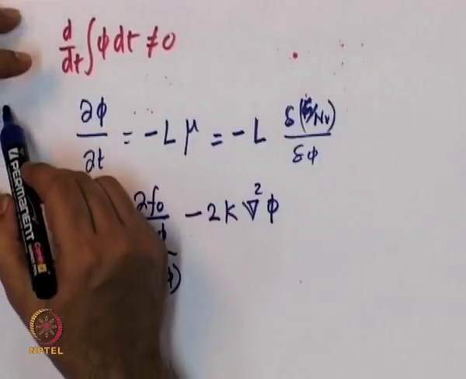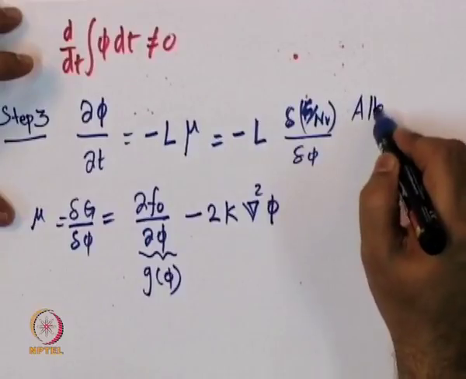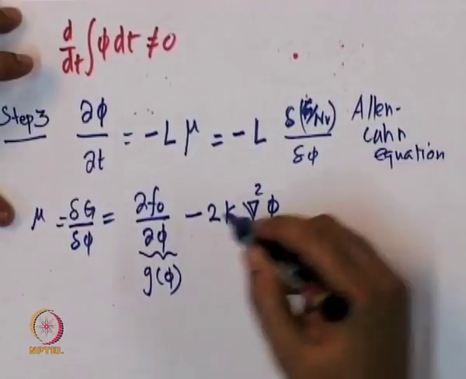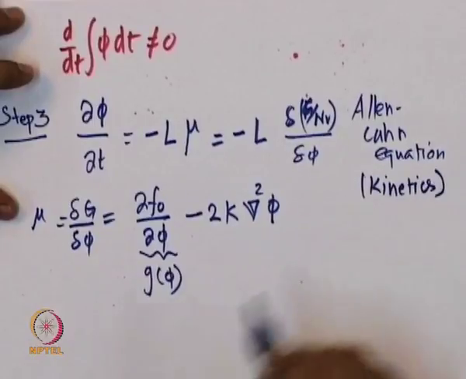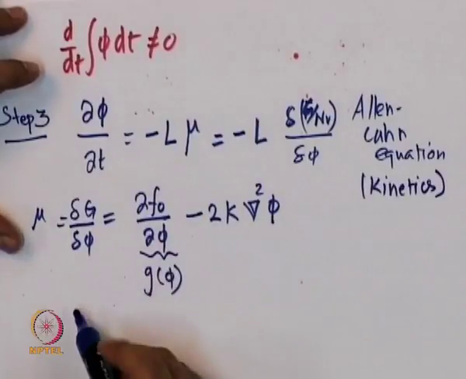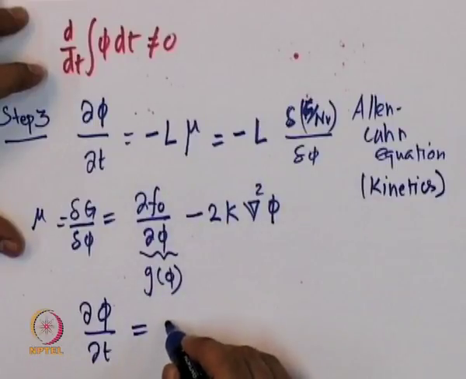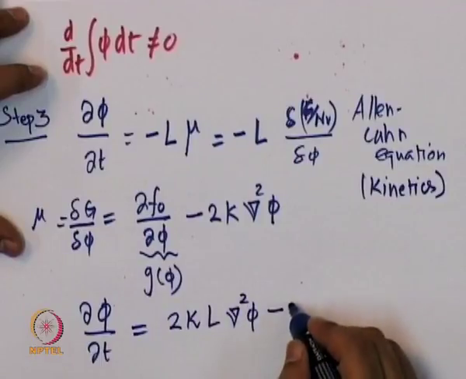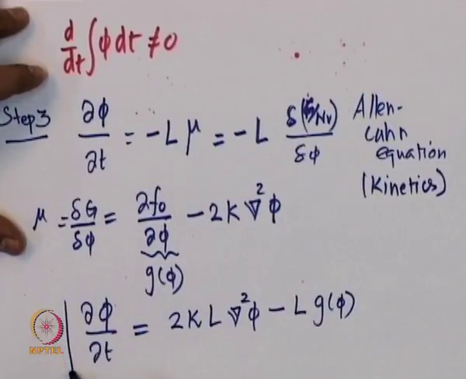So, at the end of step 3, this is the Allen-Cahn equation, which basically tells what the kinetics is. Like in step 2 we described the thermodynamics, in step 3 we are describing the kinetics, either that is a Cahn-Hilliard equation or Allen-Cahn equation. It says that the rate of change of the order parameter is given by this. So, it is 2 kappa L del squared phi minus L g of phi. So, this is the equation we need to solve.